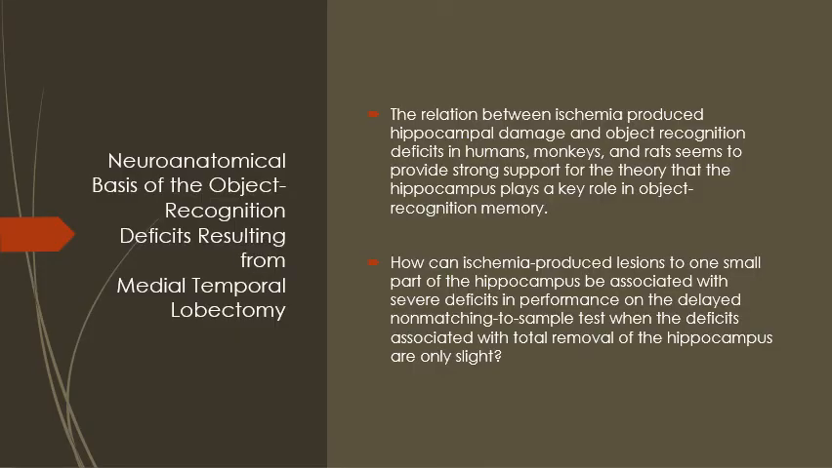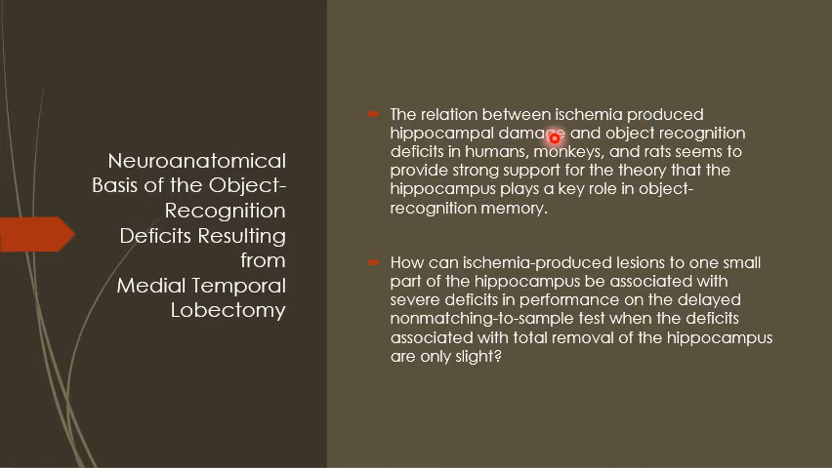Neuroanatomical basis of the object recognition deficits resulting from medial temporal lobectomy. So this is again the surgery ni HM, no? So based on their studies and the previous slide, katong monkey test, the relation between ischemia-produced hippocampal damage. So if ma-stroke ka, if there's a disruption in your blood flow, usually it results in medial temporal lobe amnesia. So ischemia usually produces medial temporal lobe amnesia.